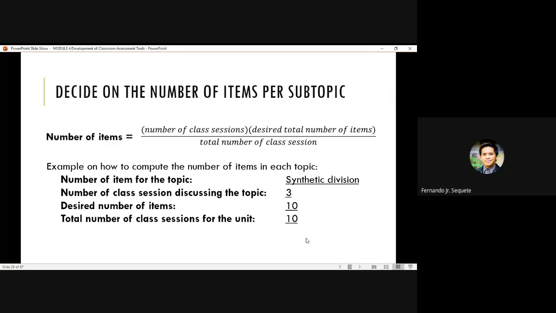Okay, so let's plug in the values. The value we have is 3, the number of class sessions, 3 times 10 divided by 10. 3. Okay, how much? 3. Meaning to say, for this particular topic, synthetic division, you will make 3 items.